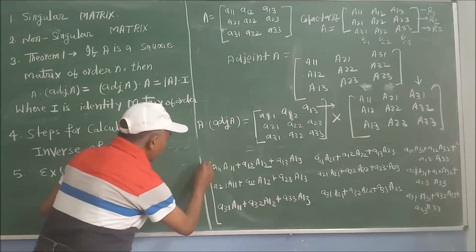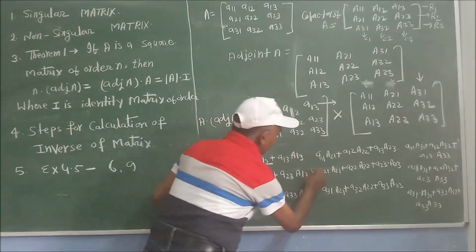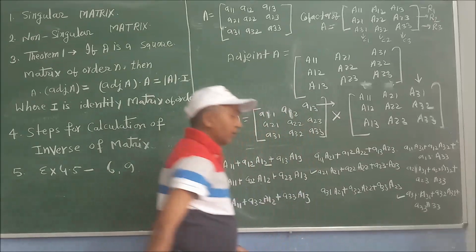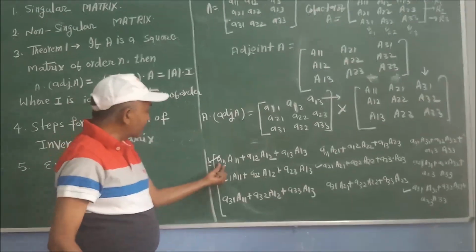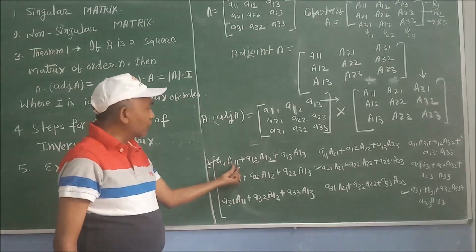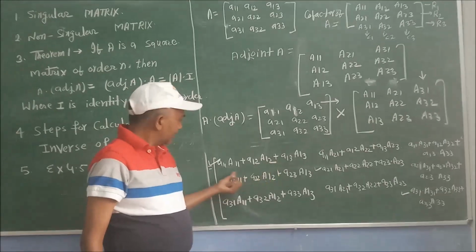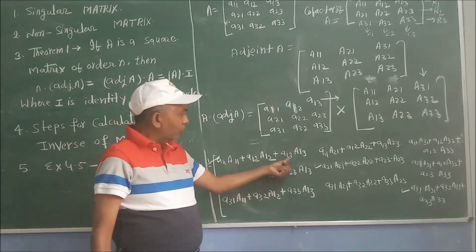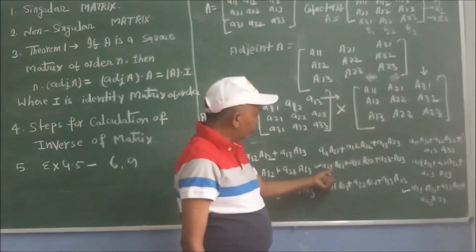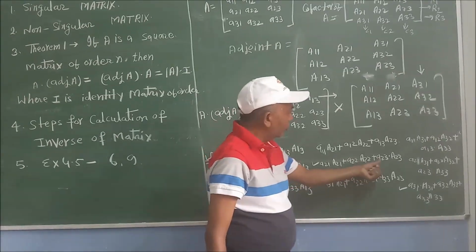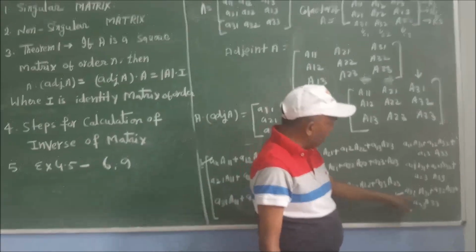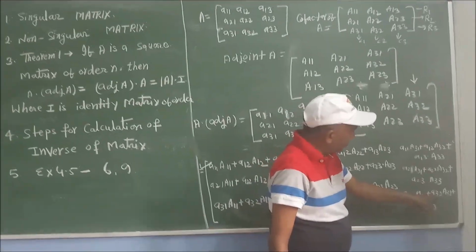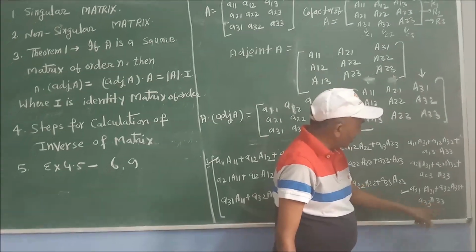What you will find if you watch this term and this term, you see here coefficients of element and coefficients of cofactor both are same. Check here, 1 1 1 1, 1 2 1 2, 1 3 1 3. Again here 2 1 2 1, 2 2 2 2, 2 3 2 3. Again similarly here 3 1 3 1, 3 2 3 2, 3 3 3 3.